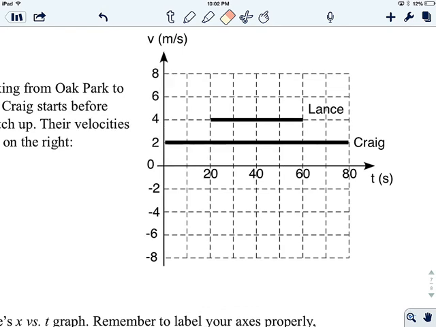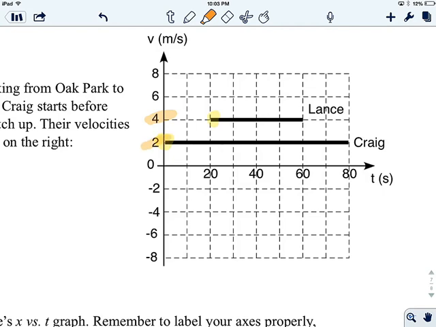So it says that Craig starts before Lance, and that makes sense because if we look, we see that Craig's velocity begins at 0. So he starts walking right away. Lance's velocity does not begin until 20, so that means Lance isn't moving until 20 seconds have already passed. But we also know that Lance is going a little bit faster. So Lance is going 4 meters per second, while Craig's only going 2 meters per second.